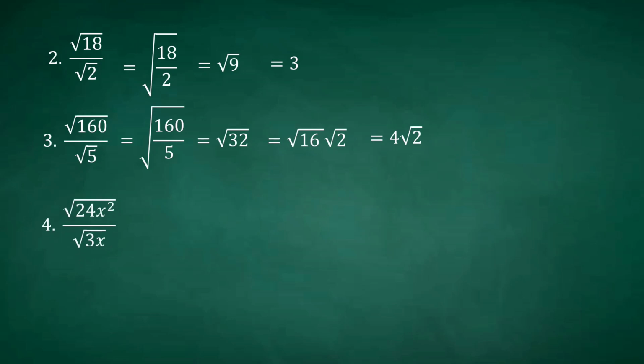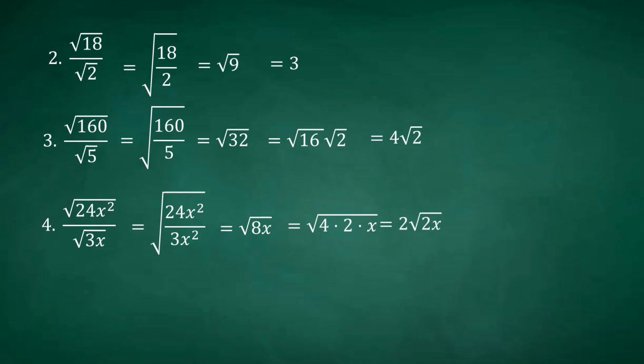Number 4. Square root of 24x squared divided by the square root of 3x. First, combine into one radical. Then simplify the fraction on the inside. 24 divided by 3 is equal to 8 and x squared divided by x is equal to x. Make sure to continue simplifying until there aren't factors left that are perfect squares. So the factors of 8 are 4 times 2. And then take the square root of 4 as 2. Since 2x is not a perfect square, the final answer is 2 square root of 2x.